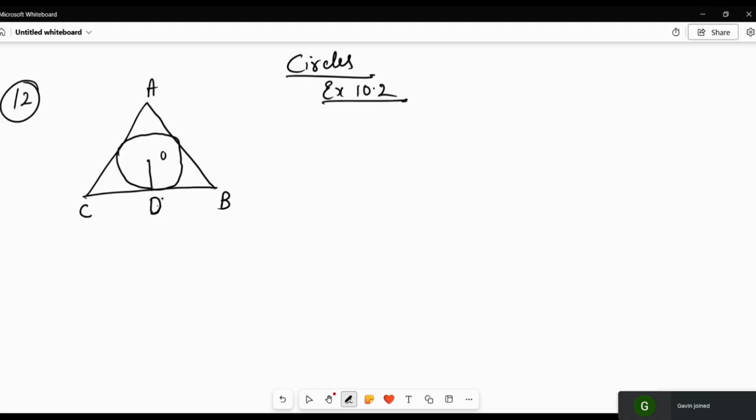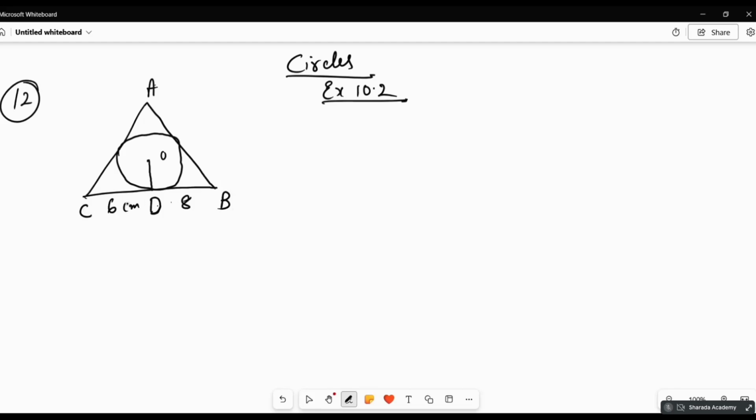Point, they call it D. Here it is given 6 centimeter, and this side it is 8 centimeter, and this is triangle ABC. So inside a triangle, we have a circle. We have to find the sides AB and AC.